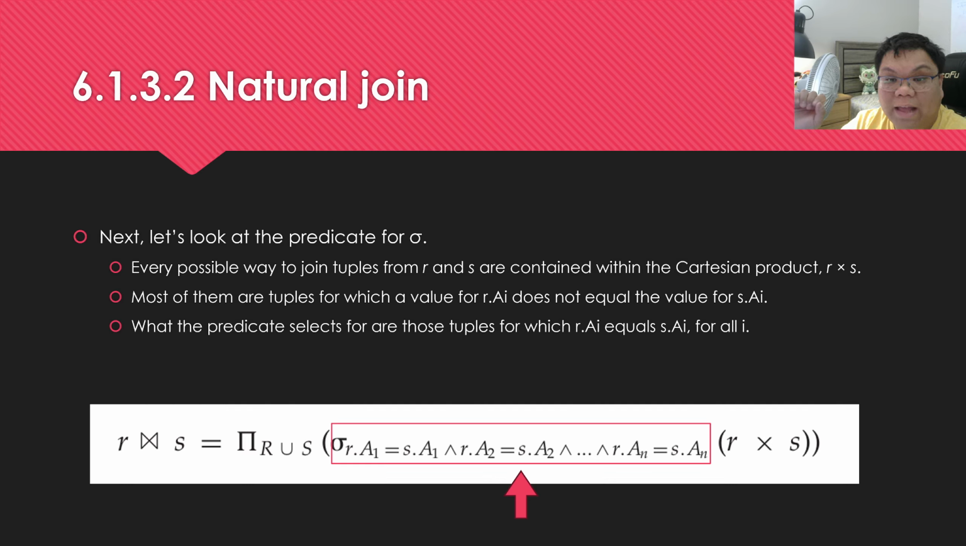Because when we perform a natural join, we combine tuples based on whether they have the same value for a common attribute. In other words, a natural join is just a subset of a Cartesian join, in a way. We're just selecting the rows for which the common attributes have the same value.